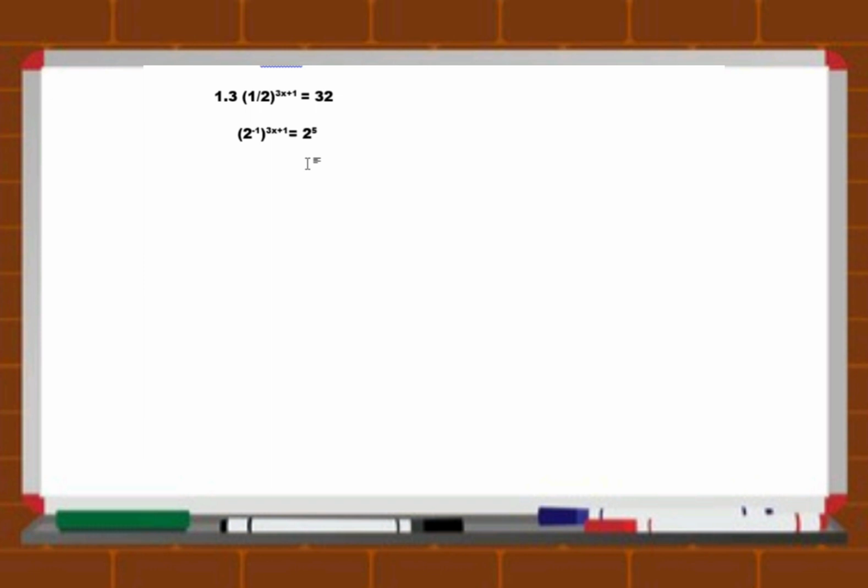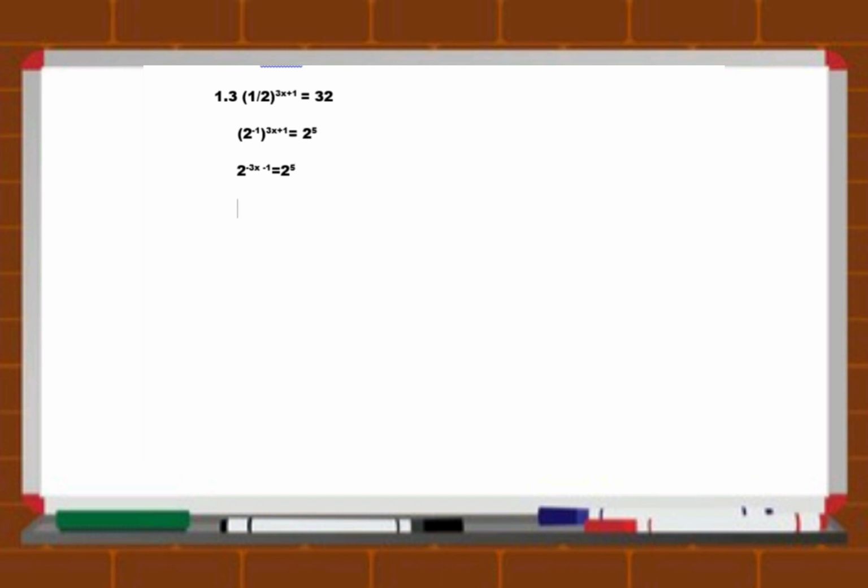Now, okay, we can also take it a step further. I don't think that would be necessary, but I like to simplify things. If you take this +1 and multiply with the base that's outside the bracket, you're going to have 2 to the power of -3x -1 equals to 2 to the power of 5. Right. Now that we have the same base, we can now solve for x, right?